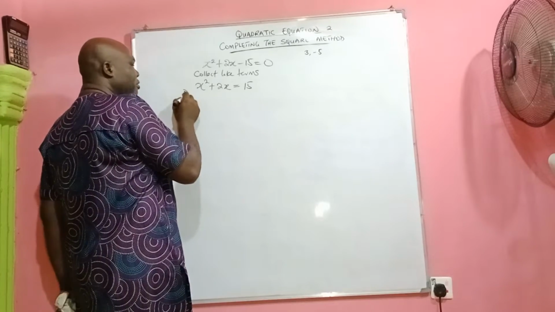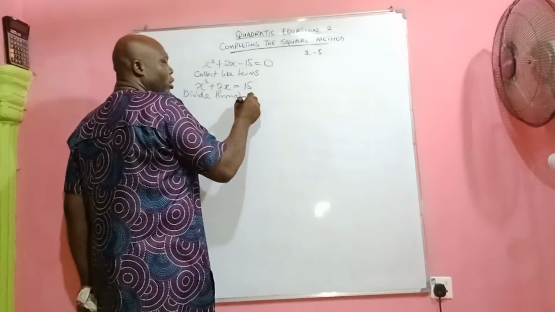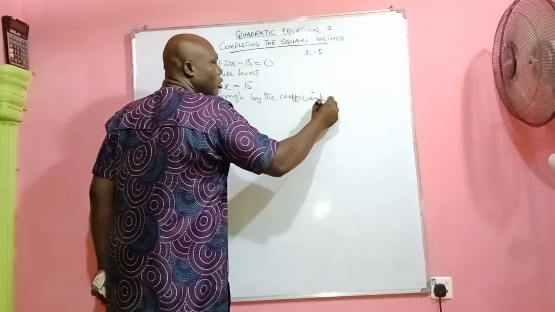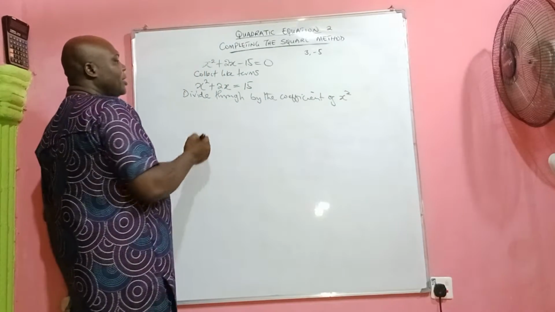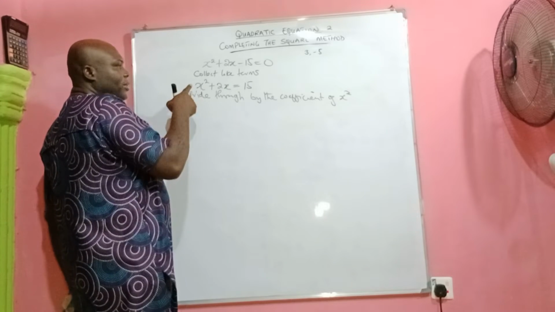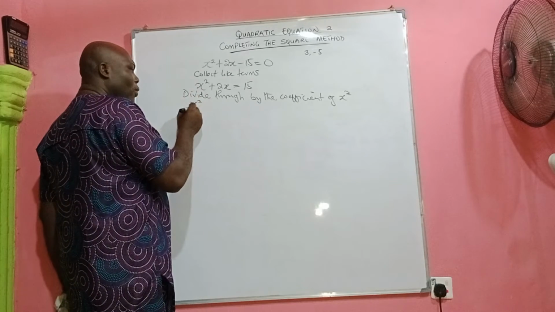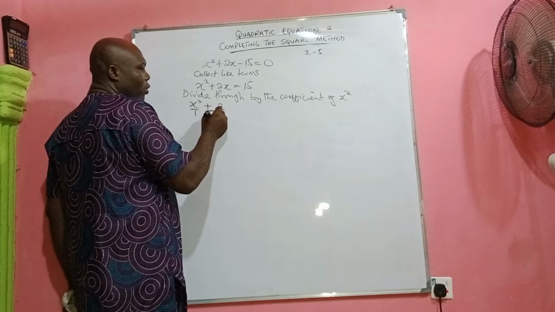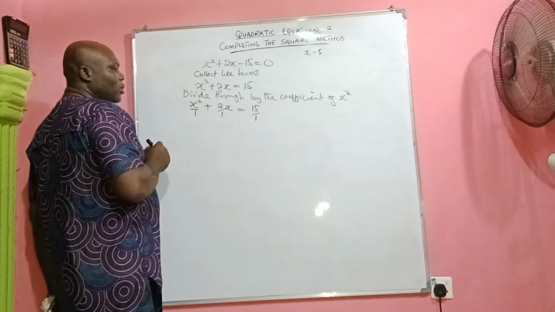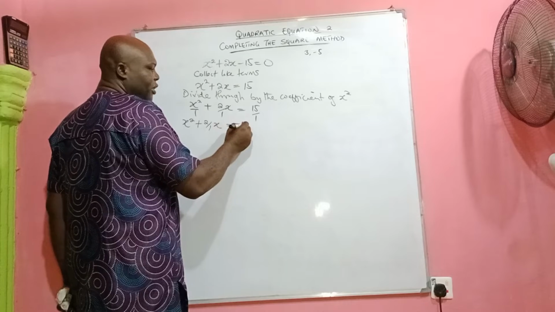The second step is to divide all through by the coefficient of x squared. The coefficient of x squared is the value in front of x squared. If it is 3 or 2, you write that as the coefficient. But since there's nothing in front of x squared, the coefficient is 1. So we divide through by 1, and we have x squared plus 2 over 1x equals 15 over 1.